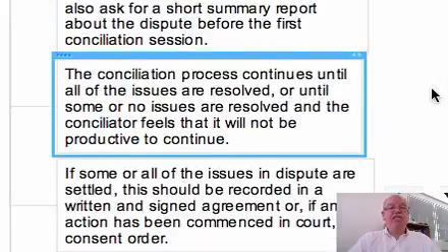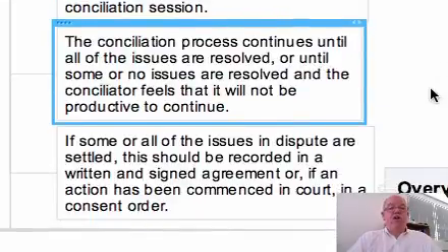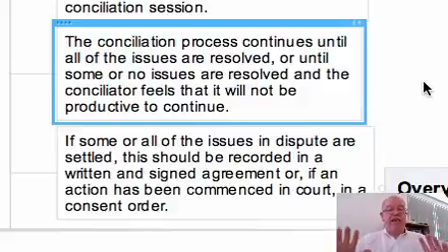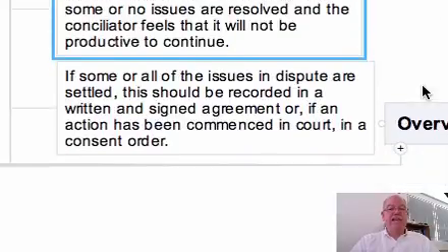The conciliation process then continues until all the issues are resolved, or until some or no issues are resolved and the conciliator feels that it would not be productive to continue. If you've got two people who simply don't want to talk, won't cooperate, won't communicate, then the conciliator, being a party to this agreement, can say, I'm sorry, I've had enough, that's it, I'm not going to waste my time further on this, and that's the end of it. I've tried my best, it isn't going to work.